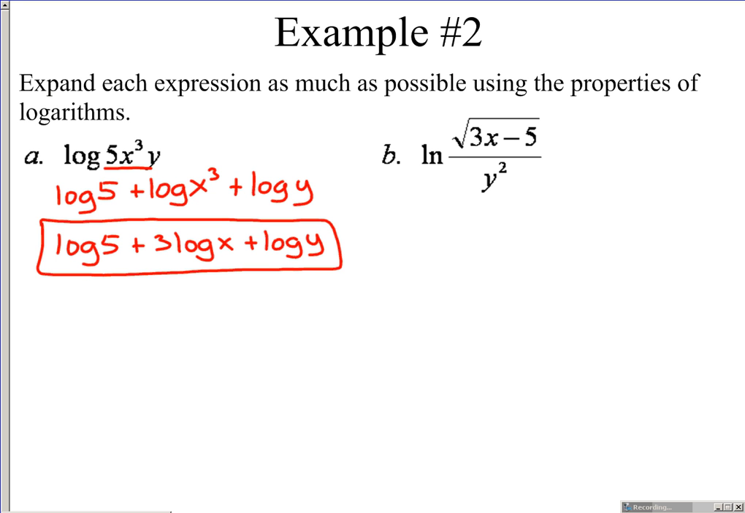Letter B, natural log of the square root of 3x minus 5 over y squared. Well, start in the argument here. I have a division in the argument. When we divide like bases, what do we do? We subtract the exponents. So when I divide in a logarithm, since a logarithm is an exponent, I'm going to subtract the individual logarithms. Natural log of the square root of 3x minus 5 minus the natural log of y squared.